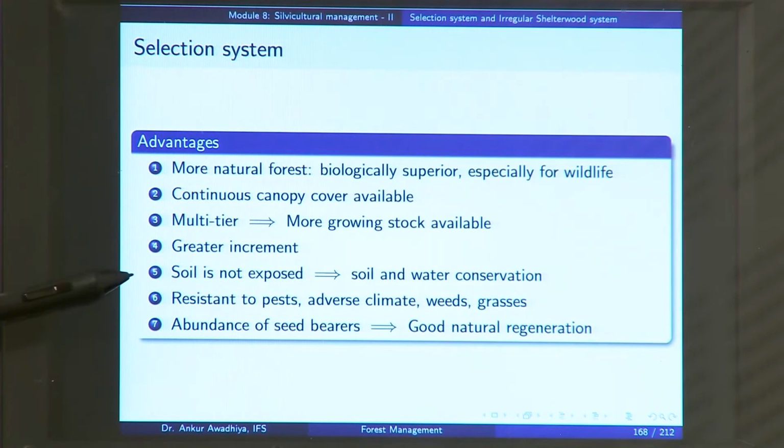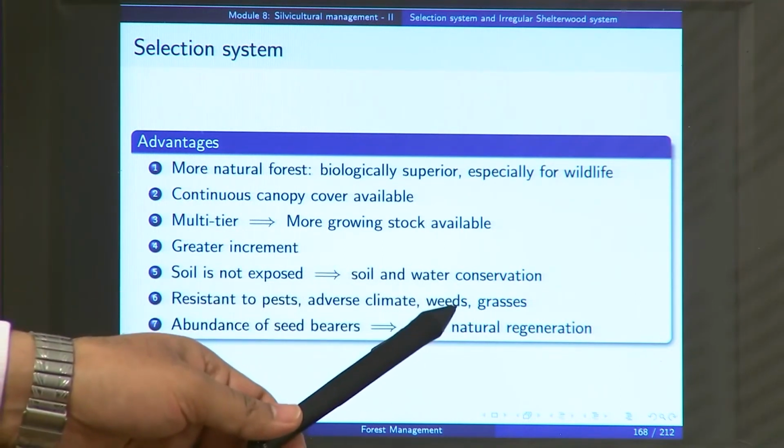It is resistant to pest, adverse climate, weeds and grasses. Why so? Because you have a continuous canopy. So, the microclimate remains more or less the same. So, there it acts as a buffer against short term changes in the weather or even long term changes in the climate, because you are not exposing the soil.